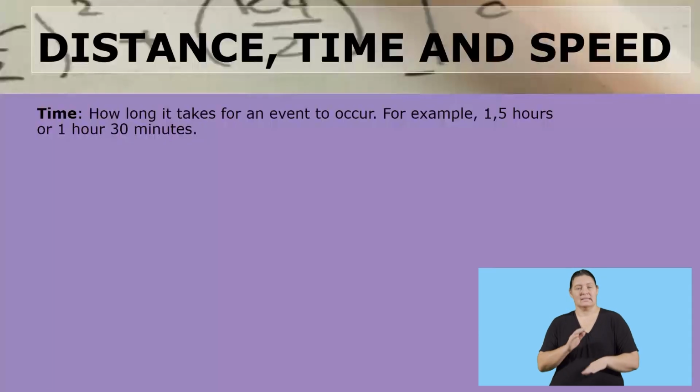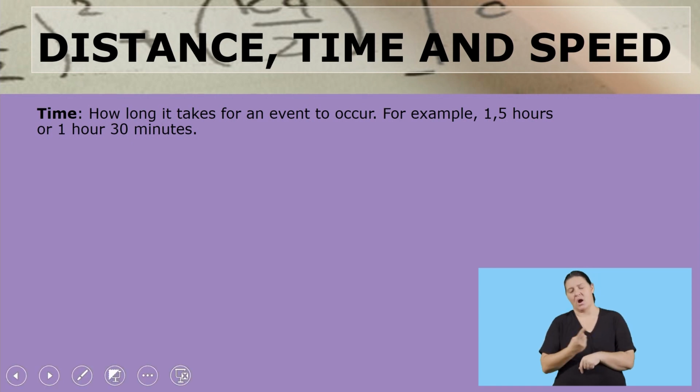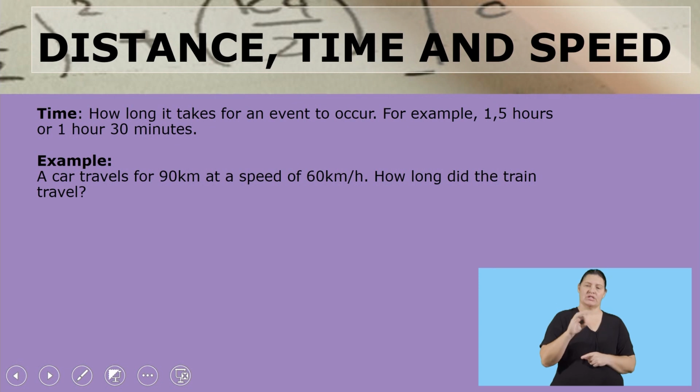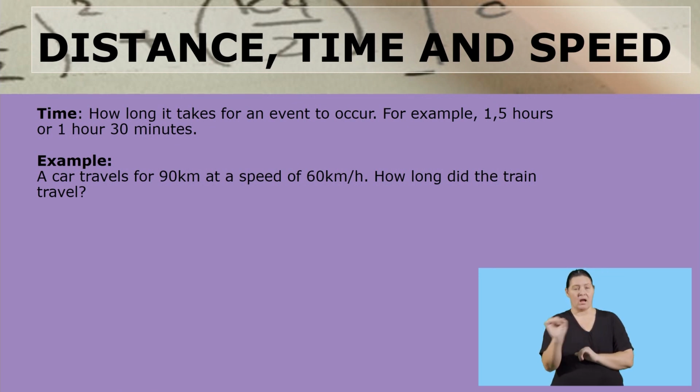Let's move on to the next one, which is time. So time is how long it takes for an event to occur. For example, 1.5 hours, or that is 1 hour, 30 minutes. An example is that a car travels for 90 minutes at a speed of 60 kilometers per hour.